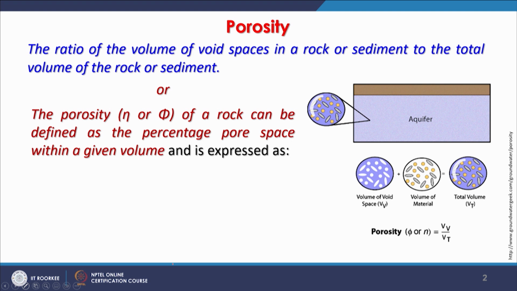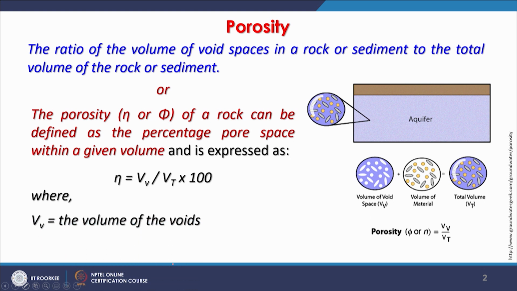In some literature you may find that porosity is written as nu or rho. The porosity of a rock can be defined as the percentage of pore space within a given volume, or it can be expressed through the equation nu equals Vv upon Vt, multiplied by 100, because as I have said it is a ratio. So, in percentage you can get the porosity. Vv is the volume of voids, and Vt is the total volume of the rock or sample, since it can also be tested in the labs.